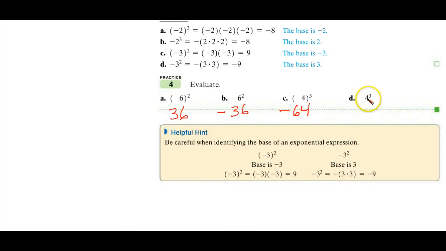Now here, our base is just 4. Raise the 4 to the third power, that's 64. And now we apply the negative sign. So again, coincidentally, these come out the same, but not always. Here you see it's not that way. Okay, so here they're telling you the base is negative 3. Here the base is only 3. But then we apply the negative sign.